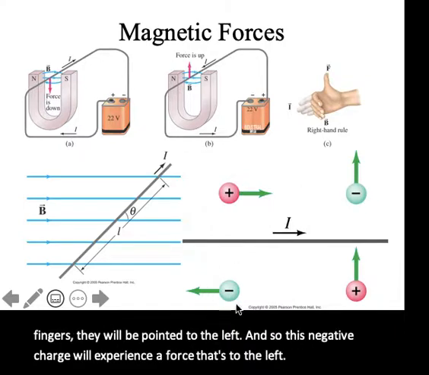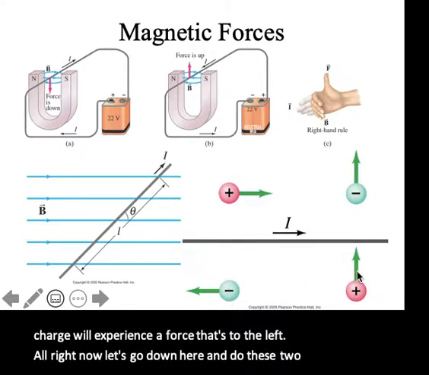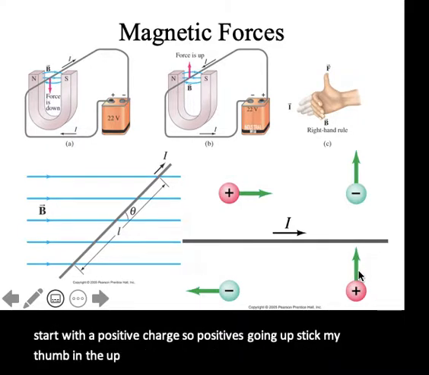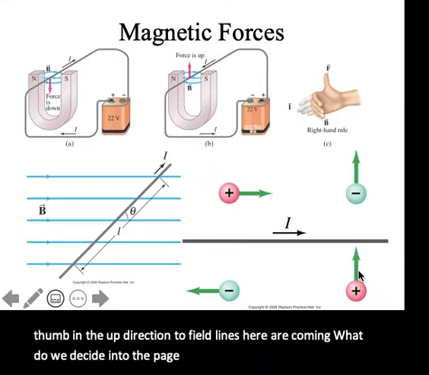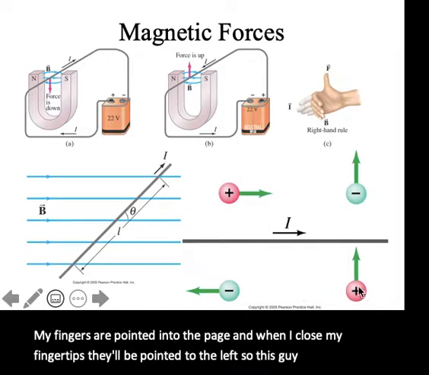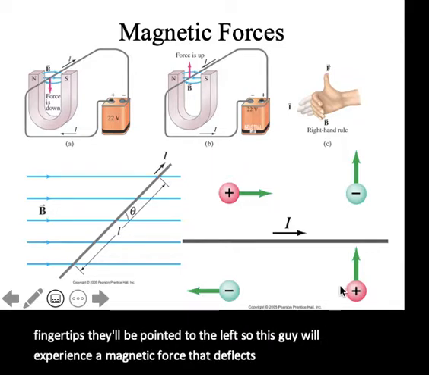All right, now let's go down here and do these 2 cases. Let's start with the positive charge. So the positive charge is going up, stick my thumb in the up direction. The field lines here are coming, what do we decide? Into the page. So thumb up, my fingers are pointed into the page, and when I close my fingertips, they'll be pointed to the left. So this charge will experience a magnetic force that deflects it to the left.